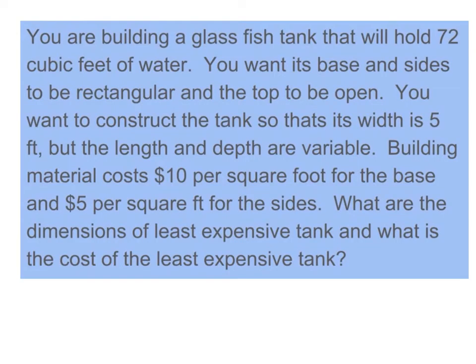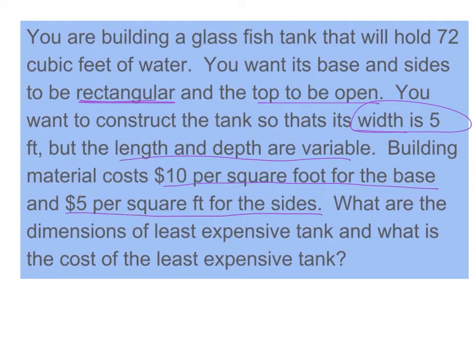All right, last question, and abbreviate what you need to. You're building a glass fish tank that will hold 72 cubic feet of water. So again, pause it, write it down, and then play it back with me. So I'm sure you can picture a glass fish tank. You want its base and sides to be rectangular, so that's key, and the top to be open. You want to construct the tank so that its width is 5 feet, but the length and depth are variable. Building material costs $10 per square foot for the base, $5 per square foot for the sides. What dimensions are the least expensive tank, and what is the cost of the least expensive tank?